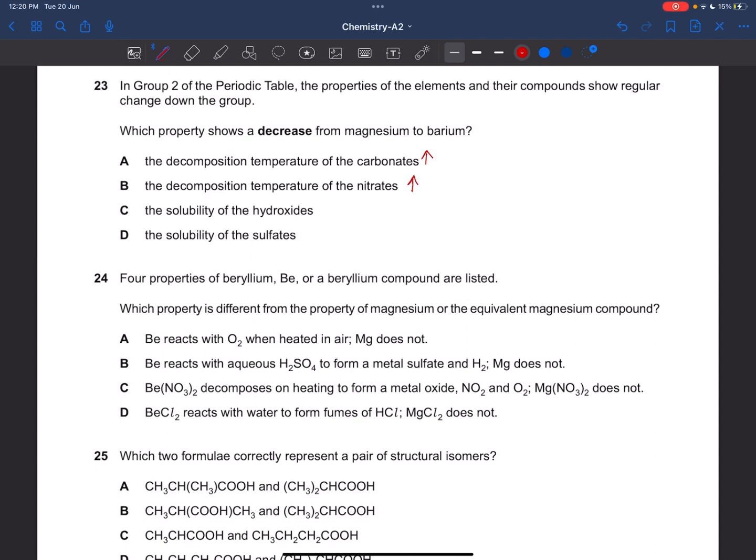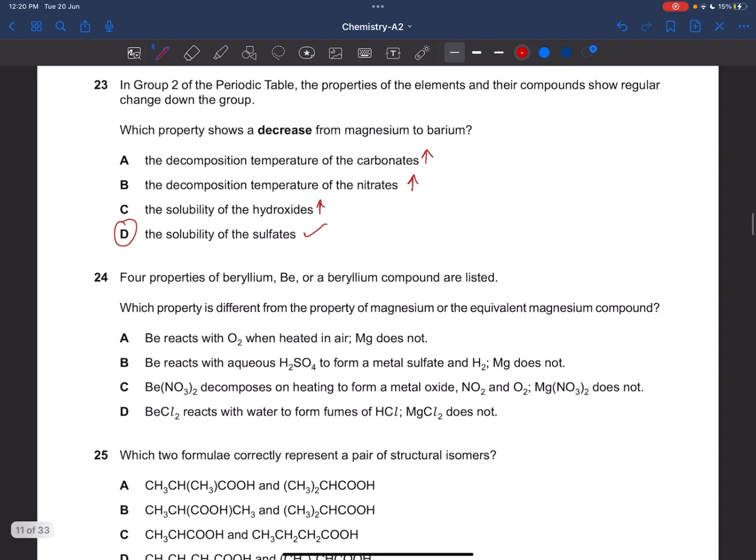The solubility of the hydroxides. The solubility basically increases, it does not decrease. And the solubility of the sulfates. Yeah, the solubility of the sulfates decreases down the group. That's absolutely right, from magnesium to barium basically.